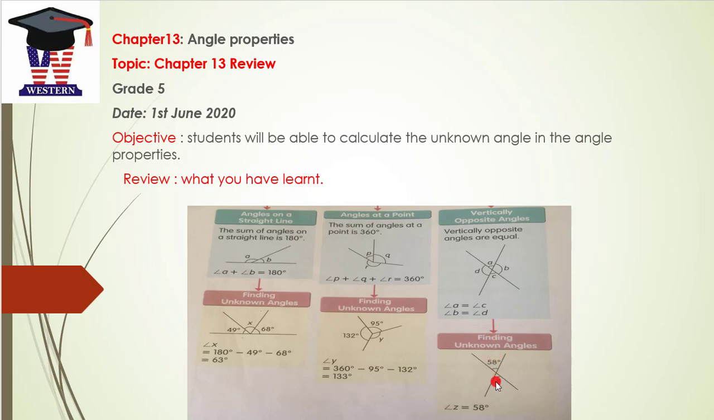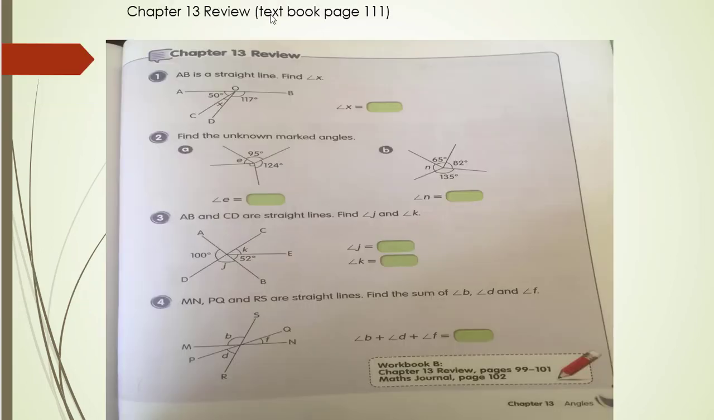Now this is the example of how to find a vertically opposite angle. Here we have angle 58 and angle Z. So angle 58 and angle Z are vertically opposite angles. So angle Z equals 58 degrees. This is the chapter 13 review in the textbook, page 111.